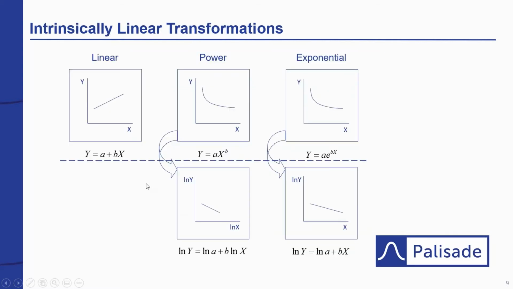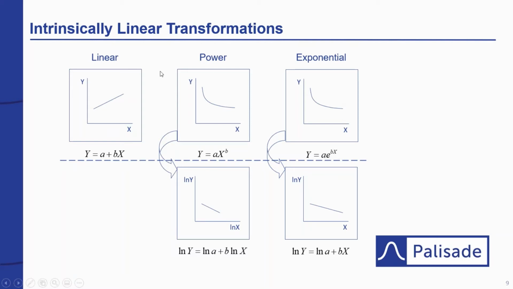Now let's talk about the nonlinear, or what are better referred to as intrinsically linear models. Here on the left of this chart, you see the linear model that we just talked about, a plus b times x, the y-intercept a, the slope b. A power model, and this is just one form of it, might look like a times x raised to the b, so we'd have to estimate a and b, which is an exponent in this case.